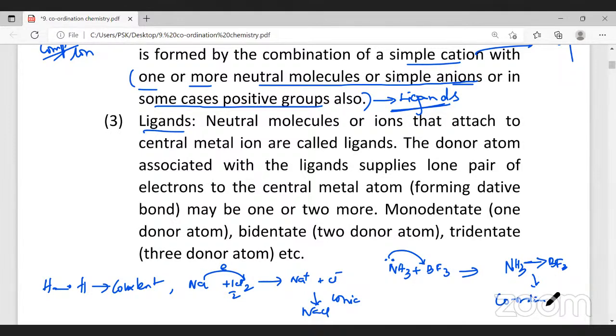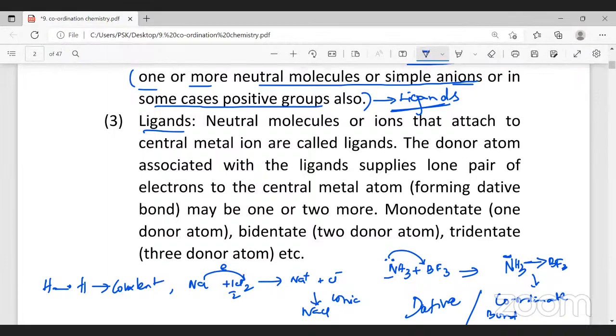So what is a coordinate bond? A bond formed when both electrons are donated by one atom to the other. To form a bond, you require two electrons. When both electrons are donated by one atom to the other, the type of bond formed is called a coordinate bond. This coordinate bond is also called a dative bond.